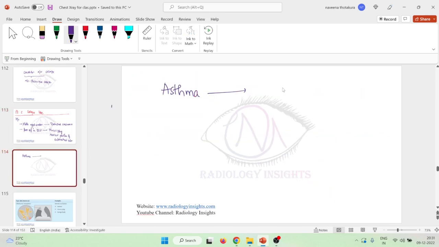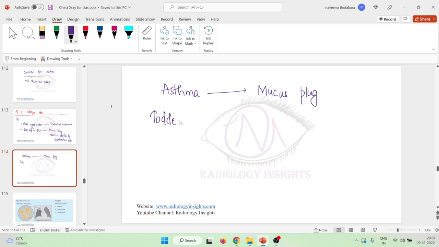Third, if a patient with a past history of asthma presents with a collapsed lobe, then it is due to a mucus plug. Because it is an obstructive disease, obviously there will be a lot of mucus plugs.